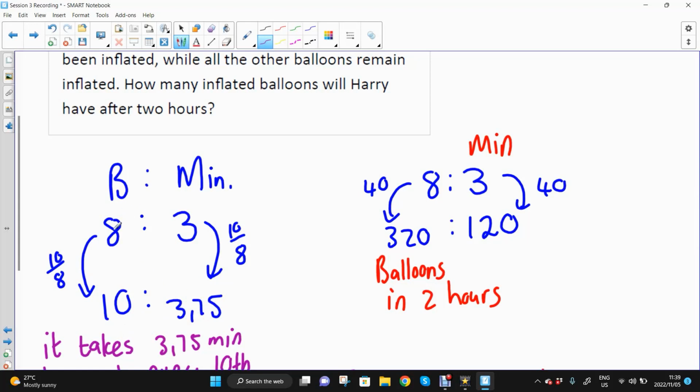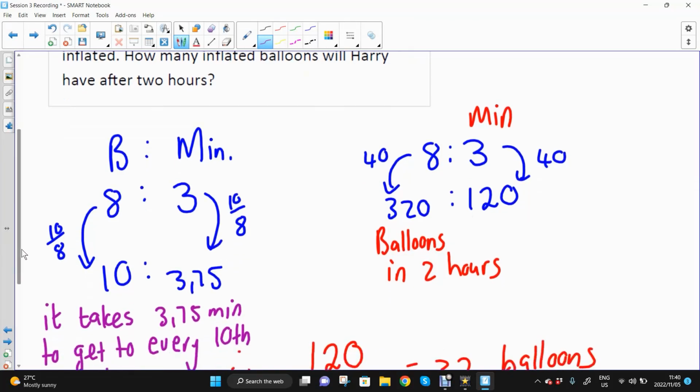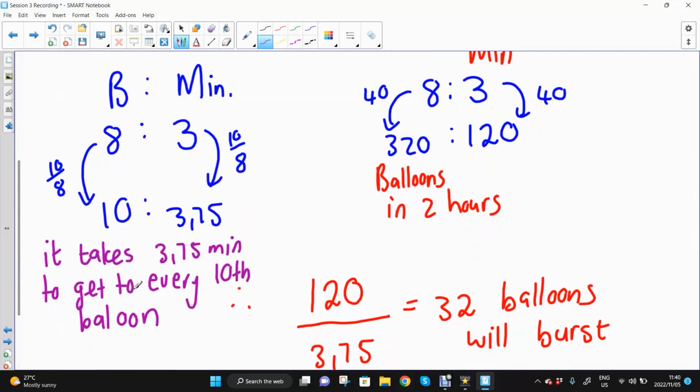3,75 minutes. So I knew that I had to work with the 8 to 3 because this is the amount of balloons that's blown up in every however many minutes. So there's 8 balloons in every 3 minutes, but I wanted to know, how long does it take to get to 10 balloons? Because that 10th balloon is going to burst every time. So I times by 10 over 8 to get to 10. Did the same with 3 times by 10 over 8. So it takes 3,75 minutes to get to every 10th balloon.